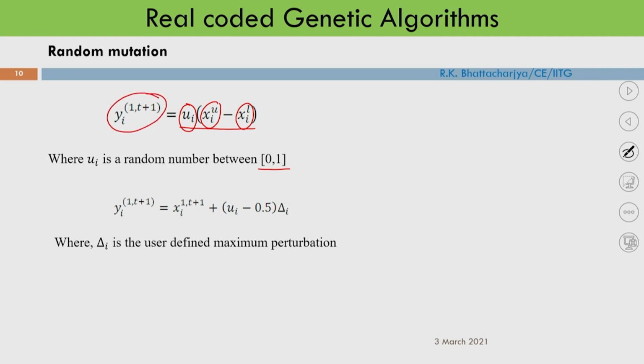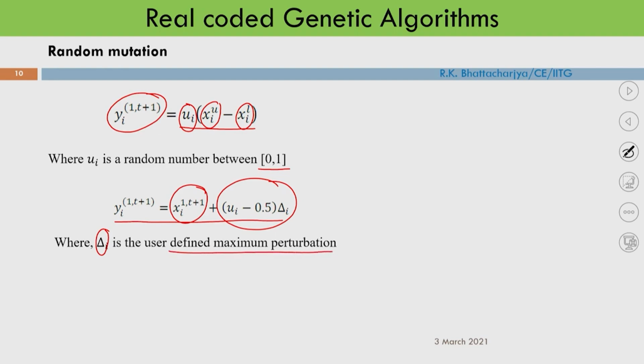In this case, I can create a random number and do that. But here what is happening? I am not taking any solution. Actually I am not mutating a solution, I am creating a new solution here. So, in order to mutate a solution, I can use this. This is the solution which I would like to mutate, and this is the perturbation I can add. Here delta i is the user defined maximum perturbation.